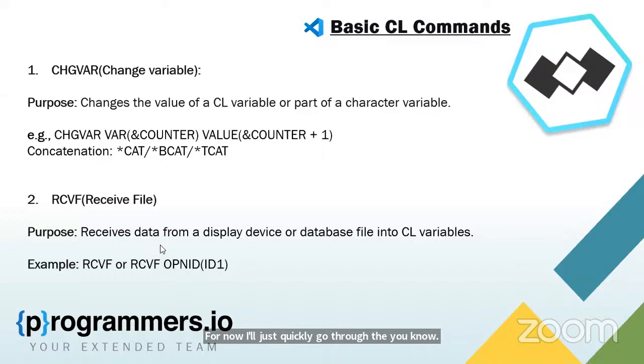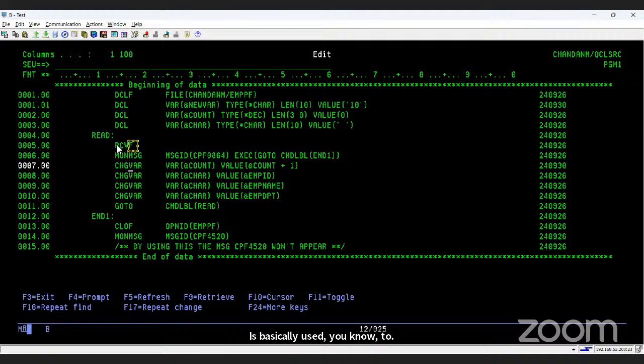Then RCVF is basically used to read the file. So RCVF, what it does, the file which you declared can be read by using this RCVF command. Once you execute this statement, the file will be read once, right? And if you reach the end of file, this is a way to monitor the errors. Let's say the end of file is reached; I'm trying to monitor that and do some stuff. So this I can tell you at the end again. So this is RCVF I can use to read the file, right?